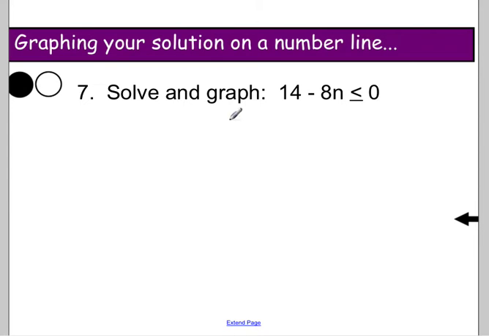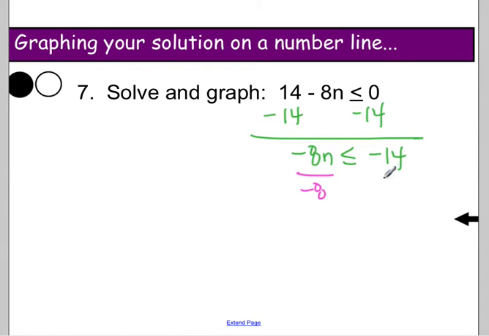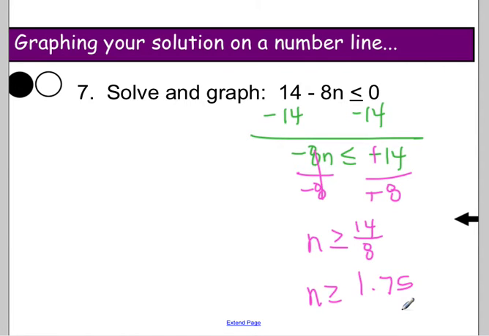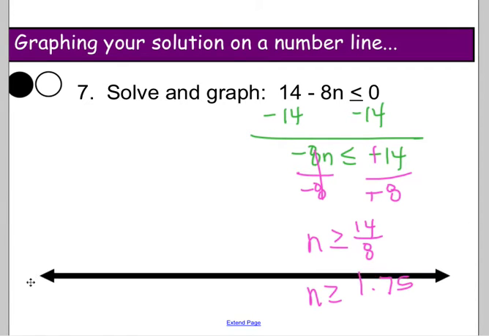All right, looking at number 7, subtract 14 from both sides. So I have negative 8n is less than or equal to negative 14. Then I would go ahead and divide both sides by negative 8. So n, I divided by a negative, has to flip my sign. I would have 14 over 8, which is the same as 1.75. So n is greater than or equal to 1.75. Now I need to go ahead and graph my solution on the number line.